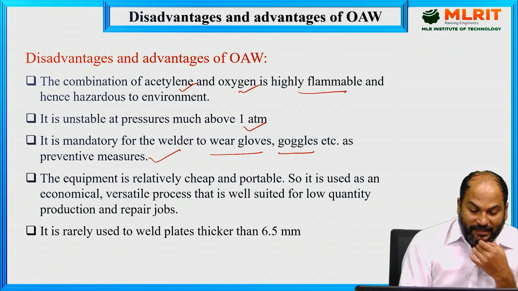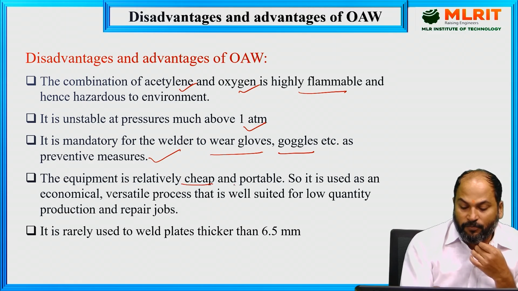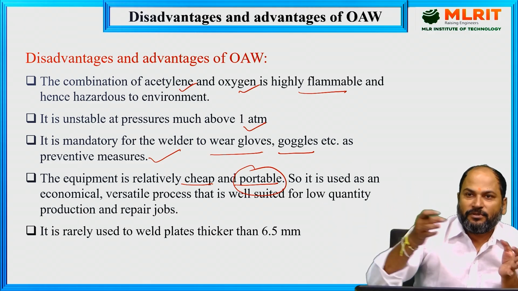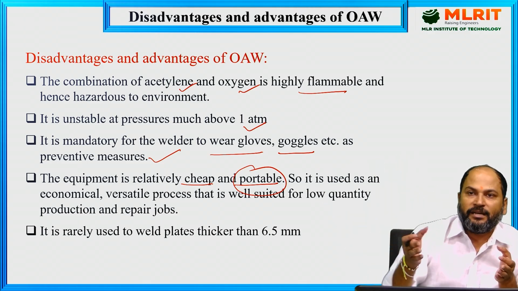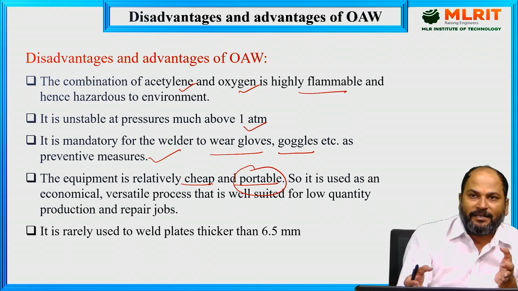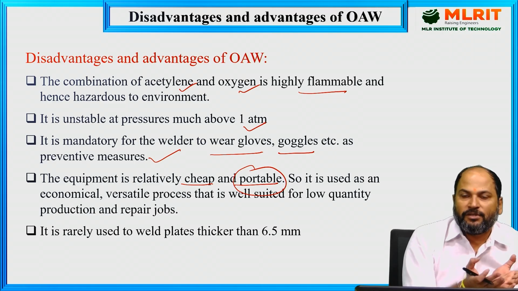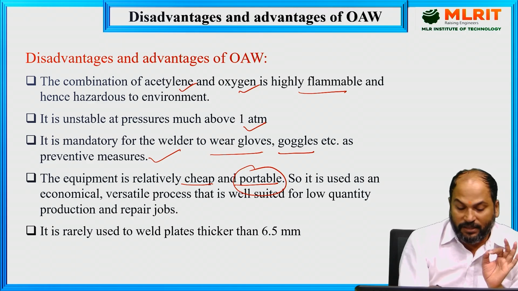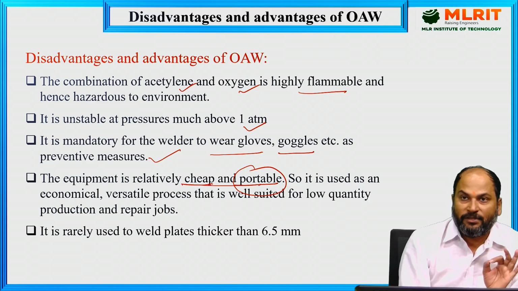What is the advantage? It is relatively cheap and portable. This is the most important thing. If it is portable, you can do welding at any place. Suppose you have to work in a remote area where it's very difficult to reach, and this setup is portable, so easily you can take it from here to there, and there you can do the welding. These are the two very important parameters, and that makes it very important.